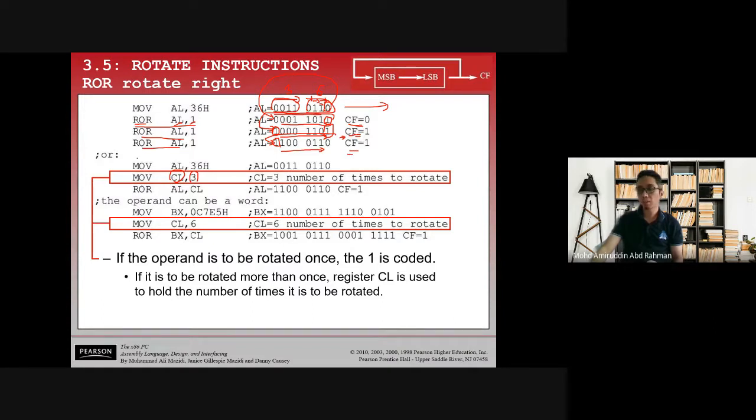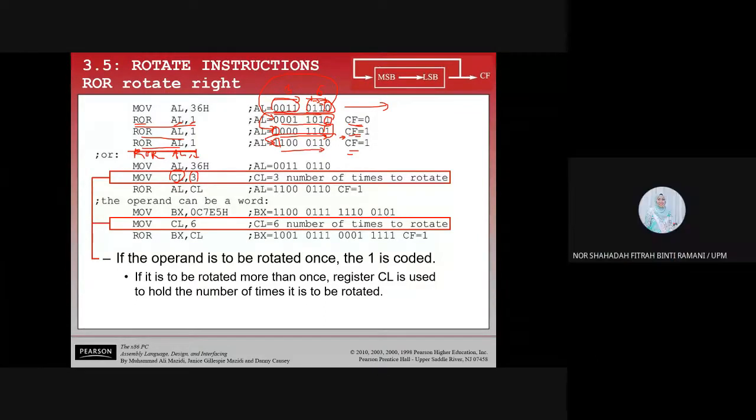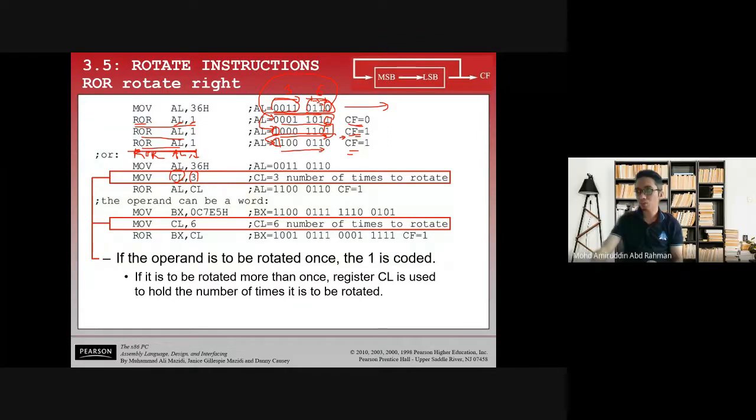Okay, let's say I have another command, ROR AL, 1. Okay, what should be your AL? Can anyone answer that? Chada, can you answer me? What's the AL and what's the CF? Are you there? It's not there. What's the answer for this one? If I add another command, what will be the AL? And what will be the CF?